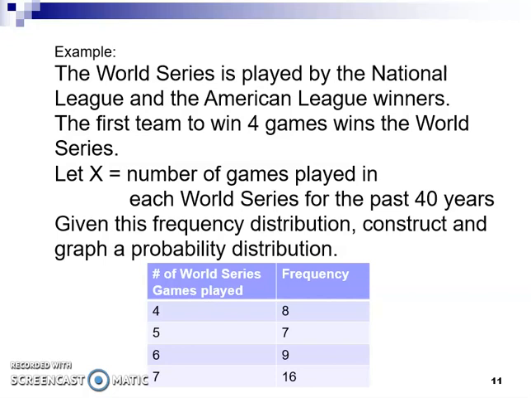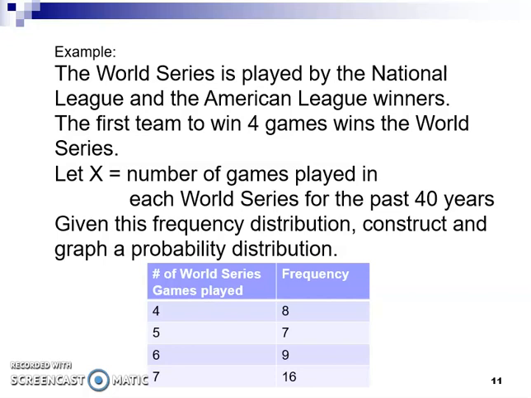Now, not all probability is classical or theoretical. Sometimes we have empirical probability we work with. Remember, that's where some data was actually gathered. So in this example, we have the World Series is played by the National League and the American League winners. So in baseball, there are two leagues that play each other all season long. The National League teams play each other and the American League teams play each other. Well, at the end of the season, there is a winner of the National League and a winner of the American League. So they play against each other, those two teams, for the World Series.